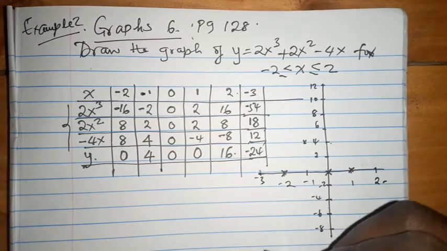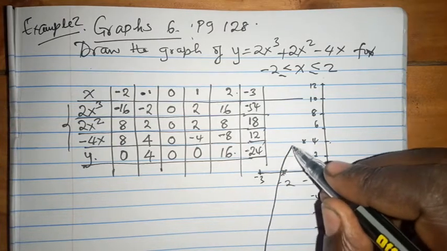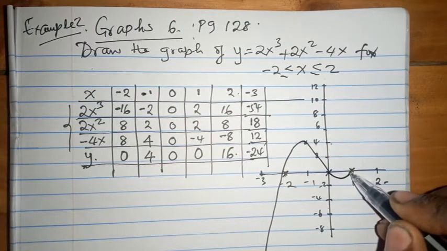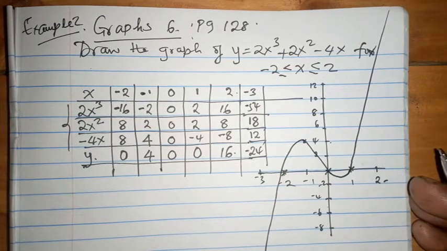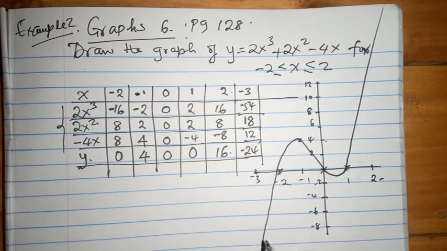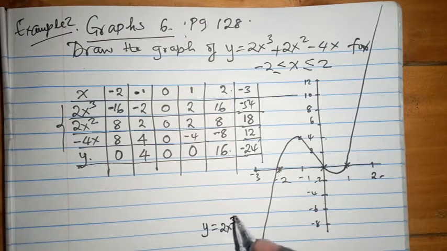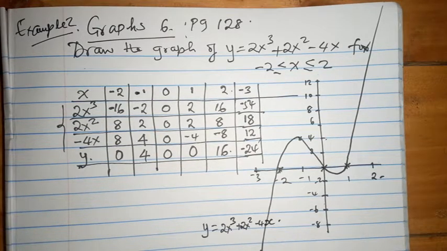So our graph is coming to have a shape that is of this nature. Let the hand be free. Sketch a graph, give it a name, and the name of it is y equals 2x cubed plus 2x squared minus 4x. That is the name of that particular graph.